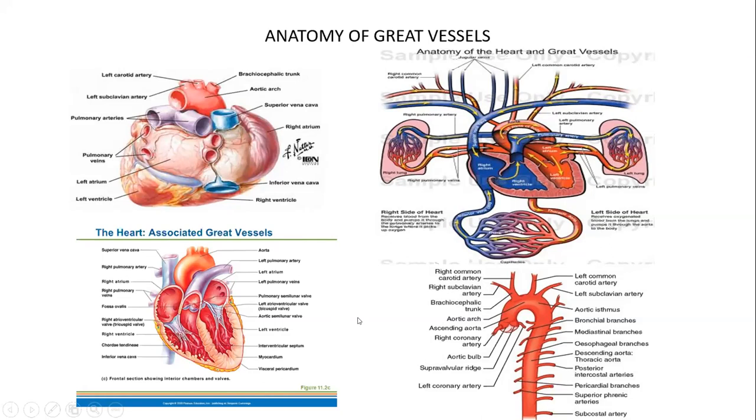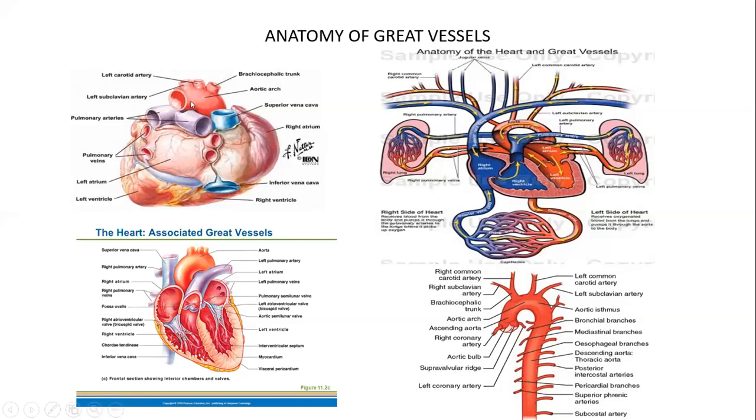Okay, so let's briefly go one by one and look at the site of pathology. So let's go to the first, the aorta.